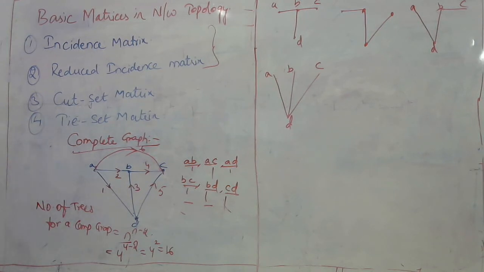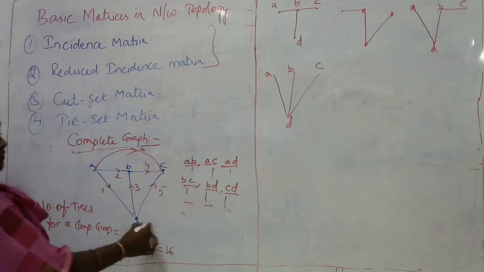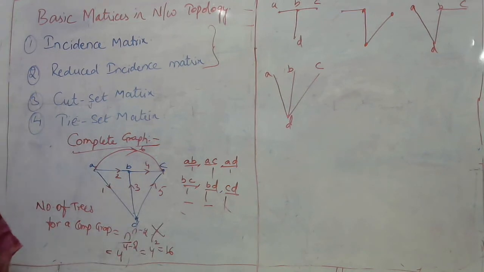But if the graph is an incomplete graph, we cannot use this formula in order to find out the number of trees. So in order to find out the number of trees for a complete graph as well as an incomplete graph, I'll be using a concept called the incidence matrix as well as the reduced incidence matrix. And the other important thing is, in case of an incidence matrix and reduced incidence matrix, we should remember a term called the degree of a node.